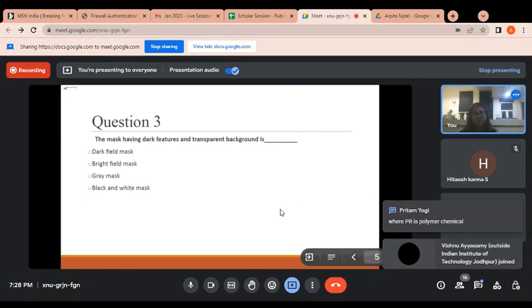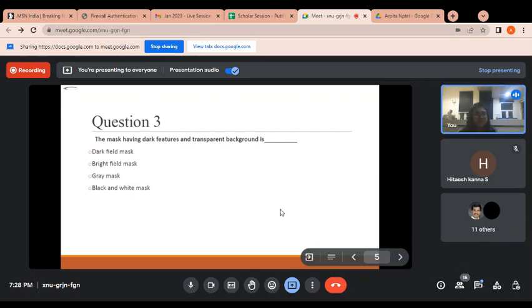So anyone else, what is the right answer? Hitesh, can you tell me what is the right answer here, and can you please explain?